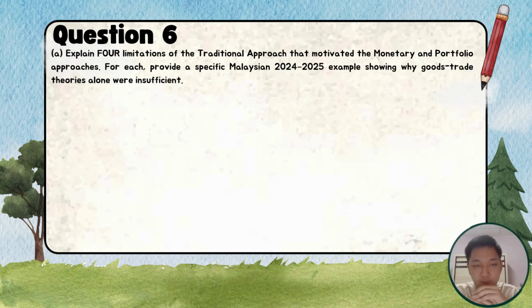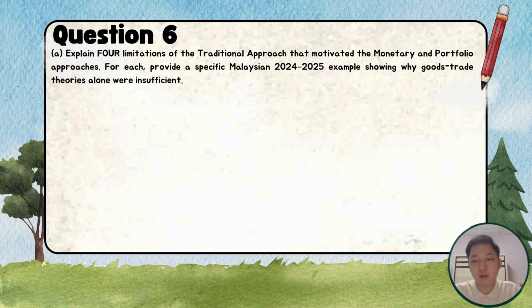In 6a, I explain 4 limitations of the traditional approach. The first limitation is that it ignores financial flow. The traditional approach mainly focuses on export and import. However, in the modern forex market, exchange rates are also strongly affected by capital flow and investor decisions. For example, Malaysian ringgit movements in 2024 and 2025 were influenced by US rate expectations and investor flow, not only trade.